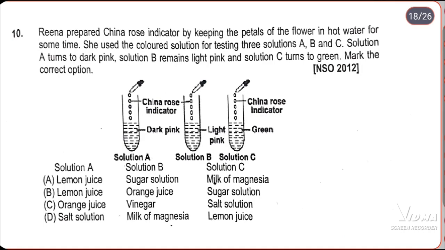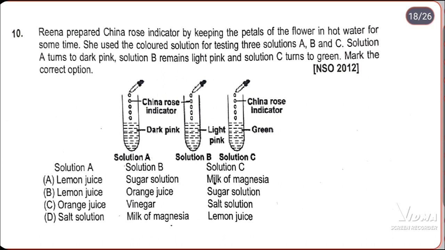Next, Reena prepared China rose indicator by keeping the petals of the flowers in hot water for some time. She used the colored solution for testing 3 solutions A, B and C. Solution A turns dark pink, solution B remains light pink and solution C turns green.